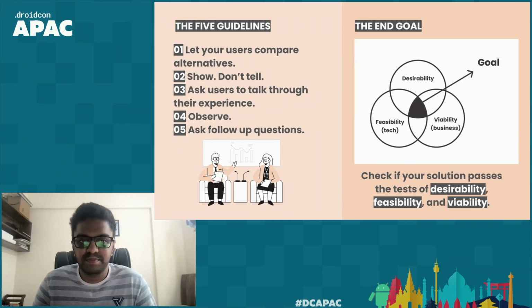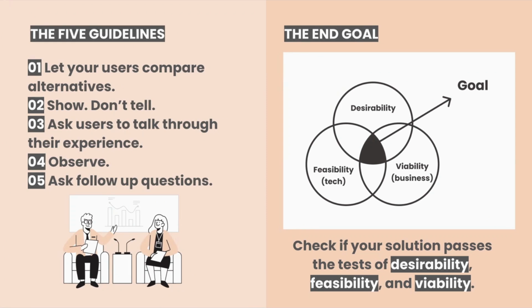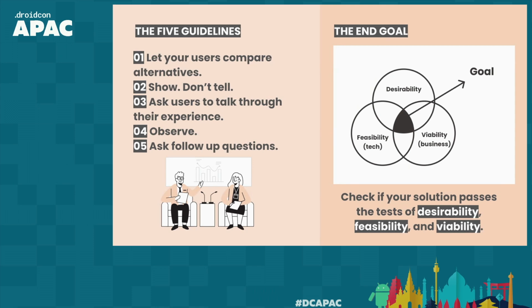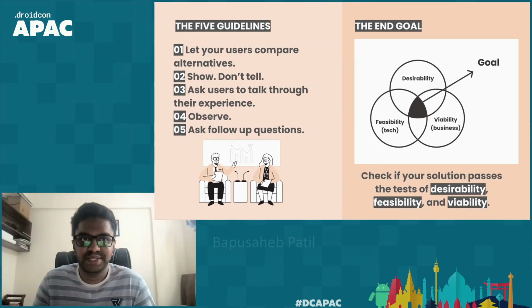So keeping that in mind, it's also important to have the end goal in the rear view mirror, or right on top of your mind, because the end goal should be to see if your solution passes the tests of desirability, feasibility, and viability. Desirability is how much the users love it, how much the users want it. Feasibility is whether it is feasible from a technical perspective, because if it's not, then there's no point in going ahead and building the product out. And then you have viability, which is from a business perspective: does it help the business bottom line? All of these three things are something that you should check your solution for, to see if it passes the test or not.